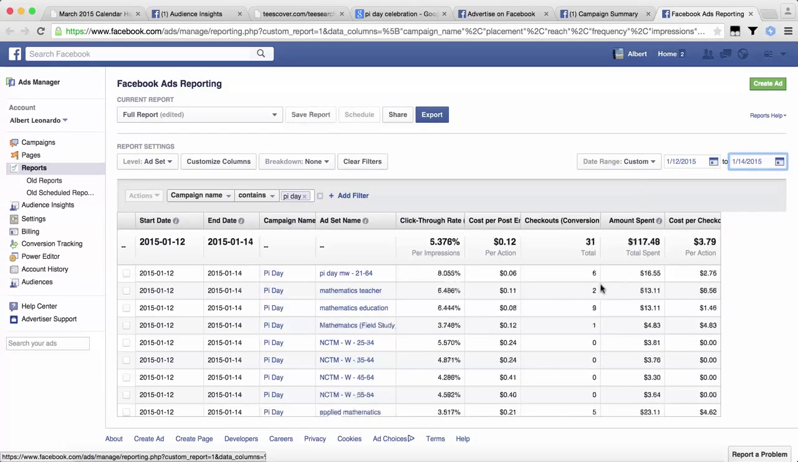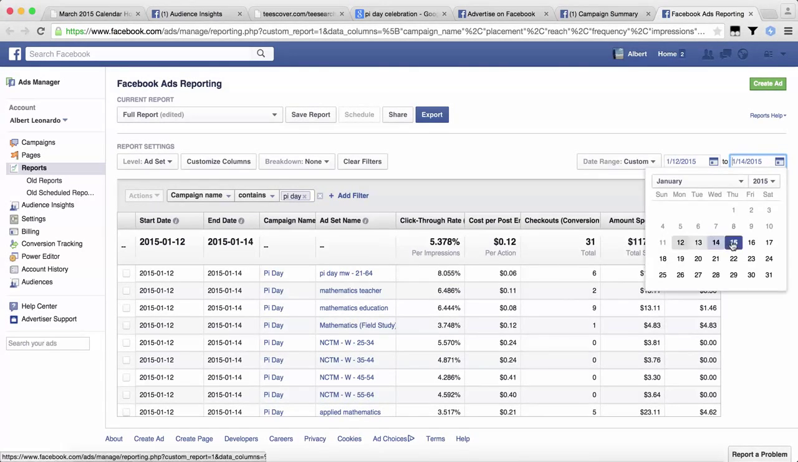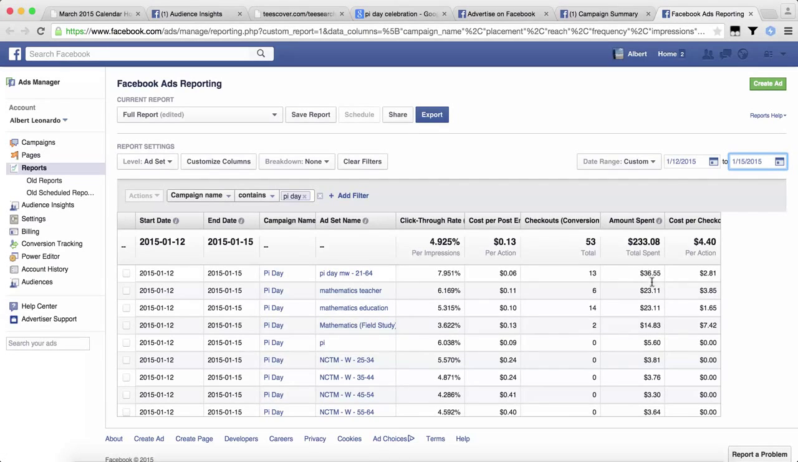Alright, then the next day I increased it to like $10 per day, and then the next day $20 per day, and then around $30 per day. Alright, so remember to scale up slowly to give Facebook time to optimize its audience.